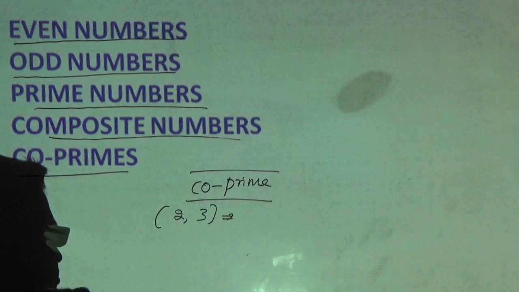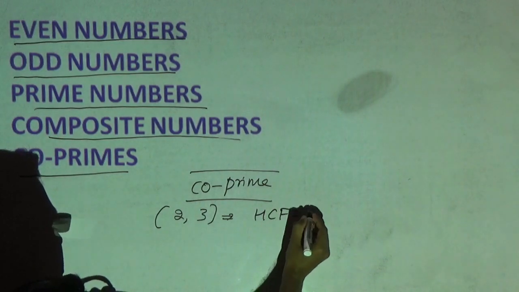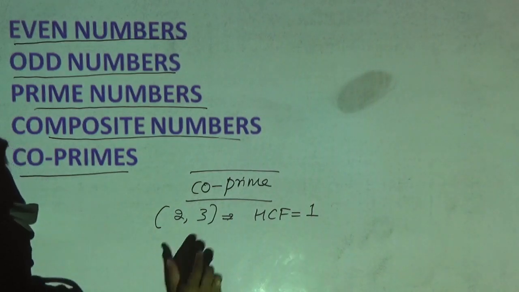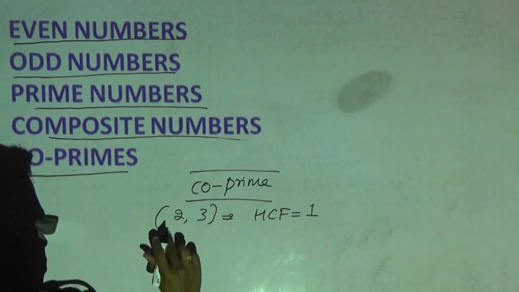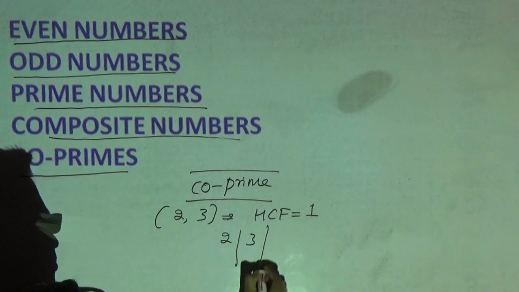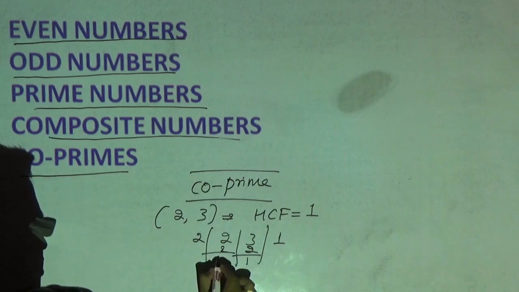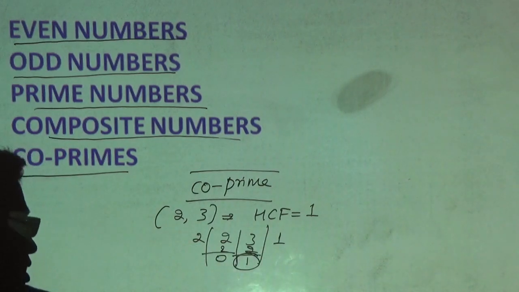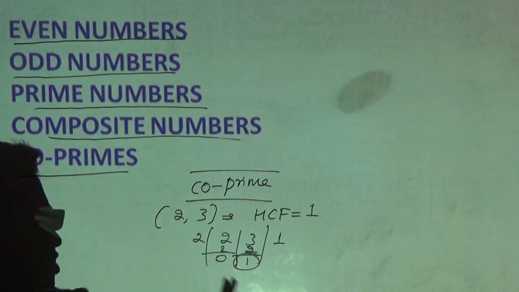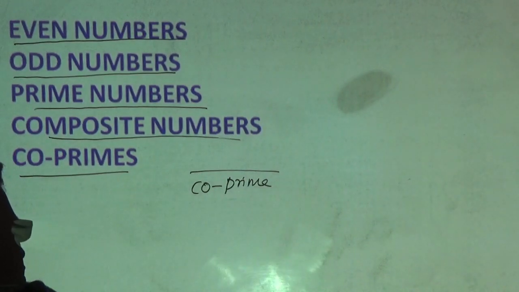Any natural numbers whose HCF between them is 1, then such numbers are called co-prime numbers. See, 2 and 3, what is your HCF? HCF is 1 only. 2 ones is 2, 1 left out. 1 twos is 2, 0. What is your HCF? HCF is 1. So, what do you mean by co-prime numbers? Any natural numbers whose HCF between them is 1 are called co-prime numbers.